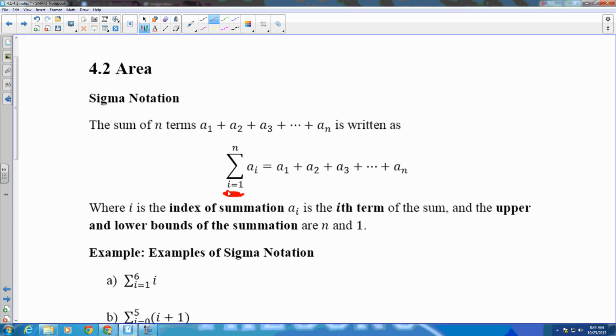Our terms go from 1 to n, so from the bottom number to the top number, and we're pretty much just plugging each one of those into whatever our a is. a is generally going to be some sort of function, a of i.